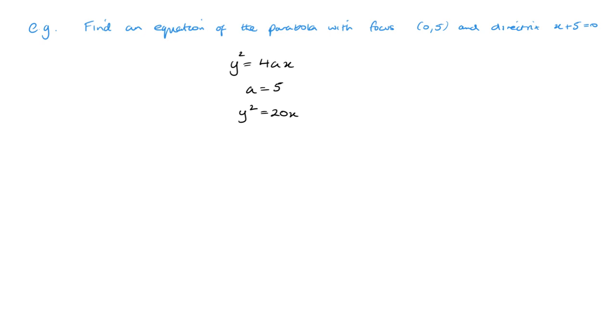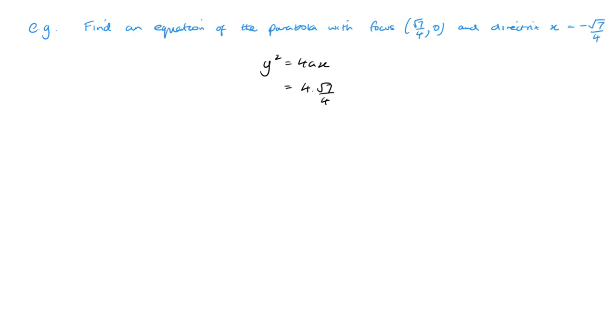Let's have a look at another one. Okay, here we have another one. So again, same process. Start with the general equation. a is root 7 over 4. So 4 times root 7 over 4 x. The 4s will cancel, so y squared equals root 7 x.